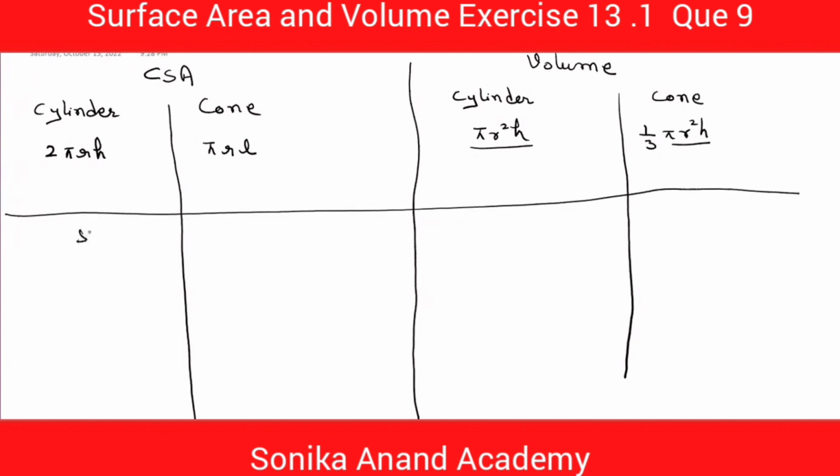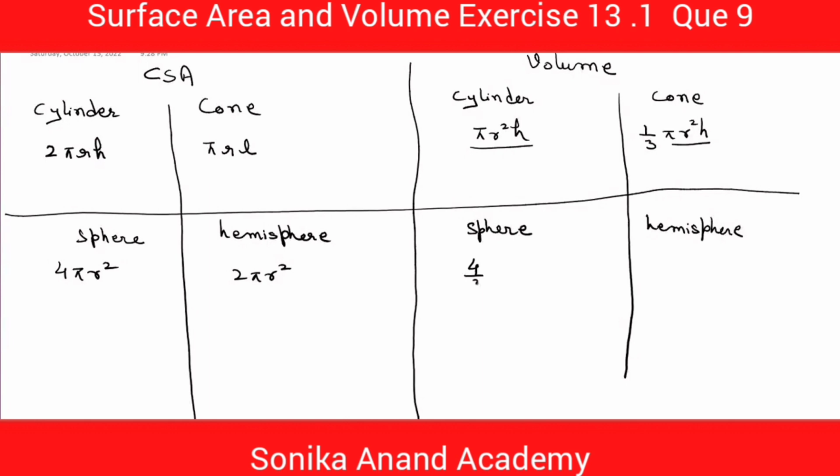Now sphere, hemisphere. Curved surface area of sphere is 4 pi r square. For hemisphere it is 2 pi r square. For volume, sphere is 4 by 3 pi r cube, and hemisphere is 2 by 3 pi r cube. Yeah, that's all.